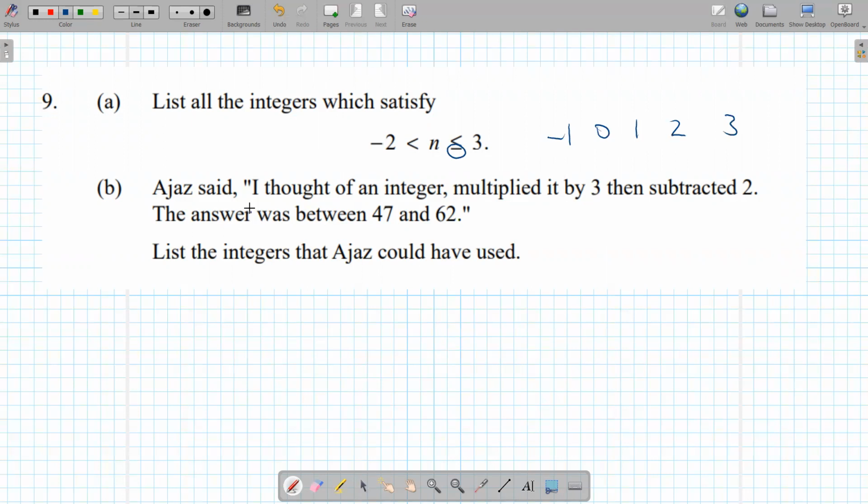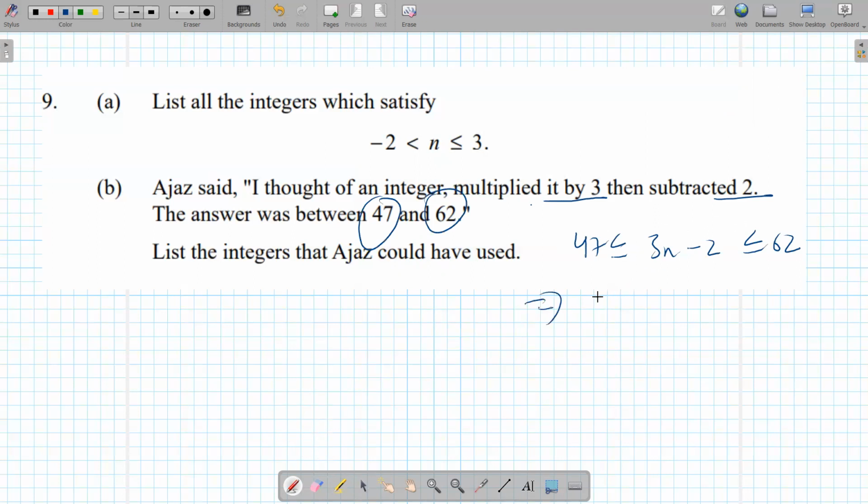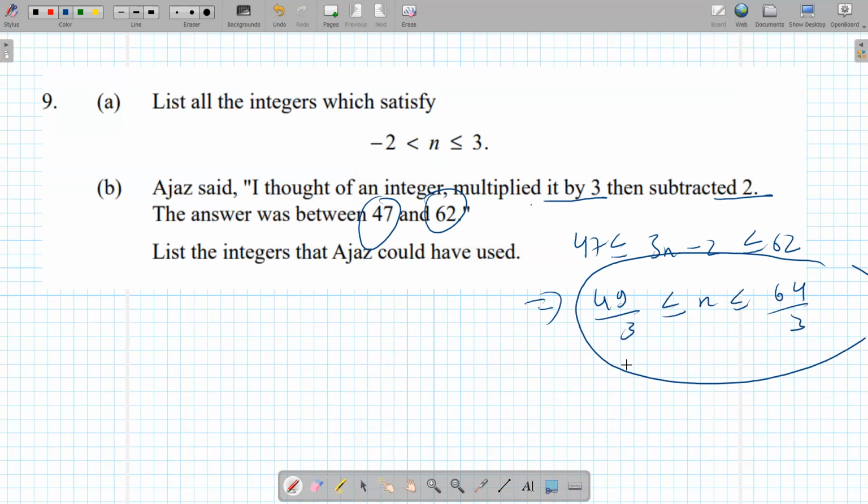Yeah, that's it. This person said, I thought of an integer. Let's call this n. Multiplied it by 3 and subtracted 2. What's the equation? 3n minus 2. Right. And then it's between 47 and 62, so it's a triple inequality. Add 2 on both sides, so I get 49, divide by 3. Add 2, so 64, divide by 3, and that's your answer. Easy as that. Cool?